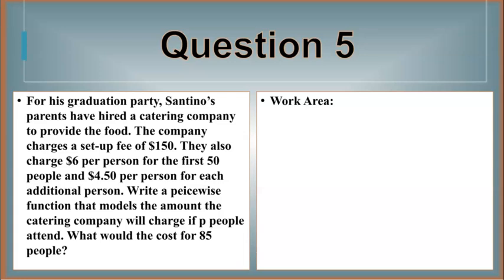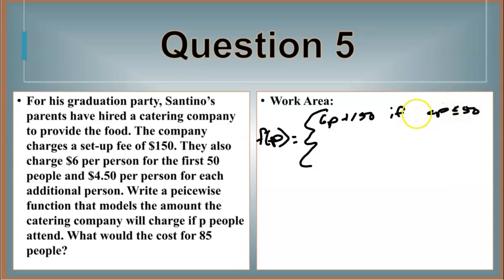So the first thing we're going to do is create our piecewise function. So I know it's going to be f of p, and this is going to equal, and then in here I know it's going to be $6 per person plus the startup fee of $150, if p is less than or equal to 50, but it has to be greater than, or we'll just say greater than 0.